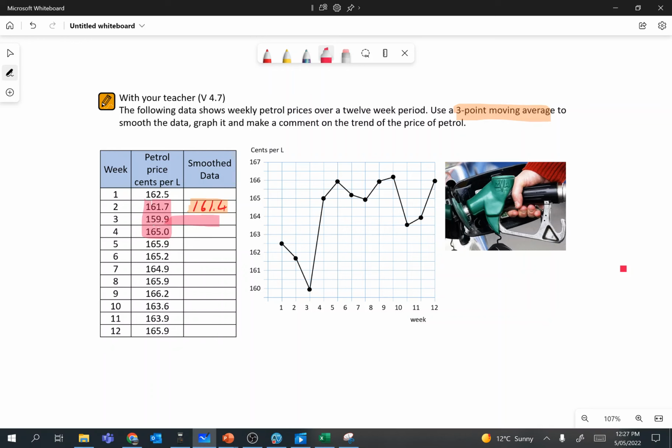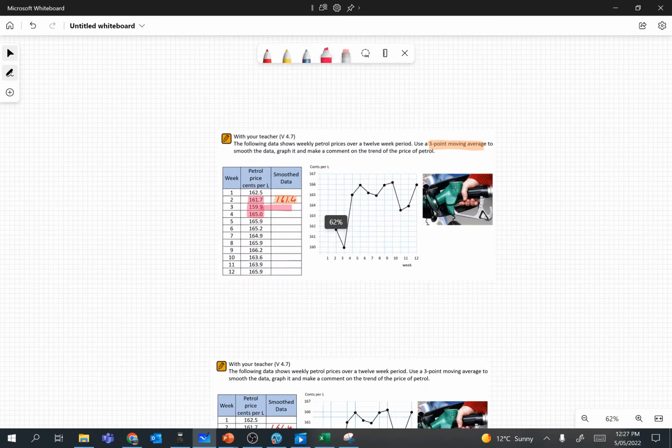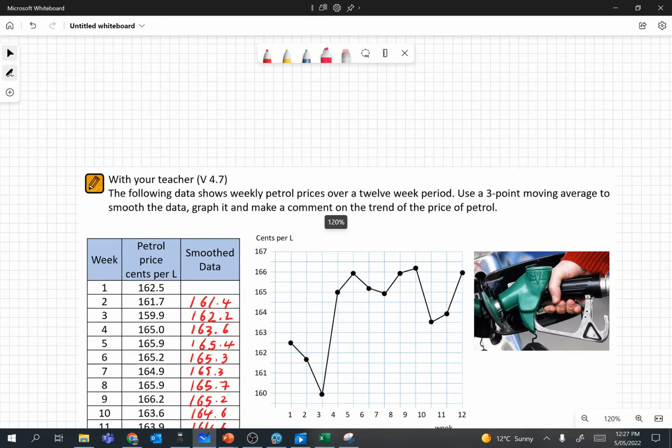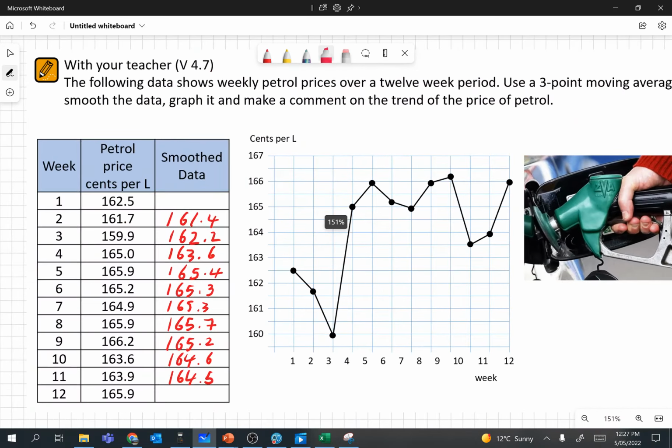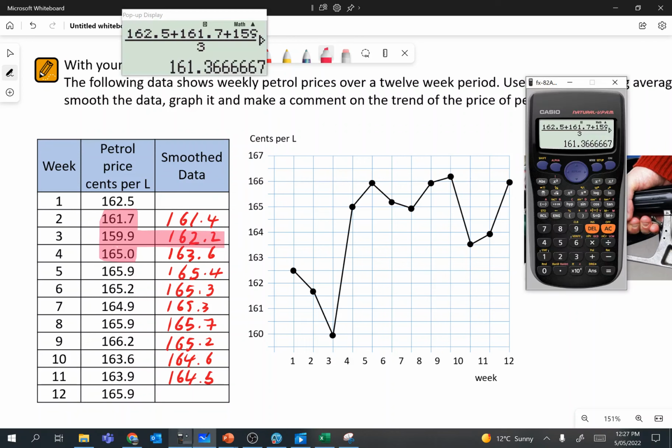Okay, so I'm going to show you the answers now so you can check your results against the table. So this is what you should have. So let's just check a couple of these just in case you missed the mechanics of how this is done. This result, 162.2, is the average of 161.7 plus 159.9 plus 165.0 divided by 3 gives us 162.2.